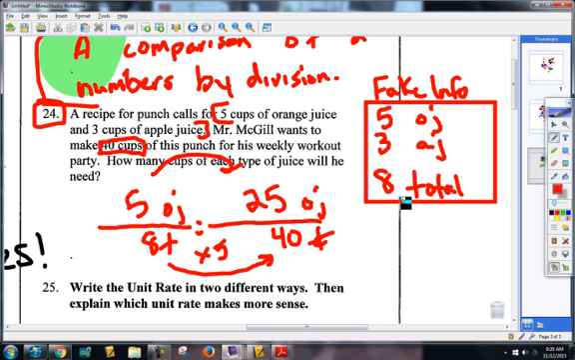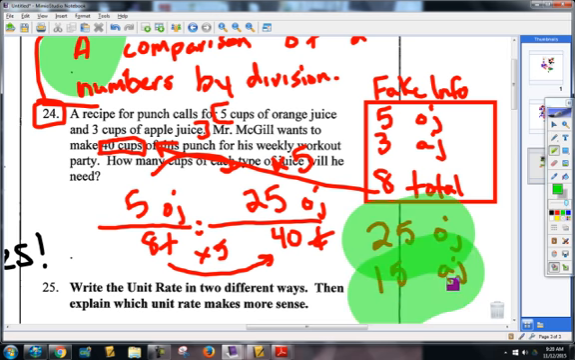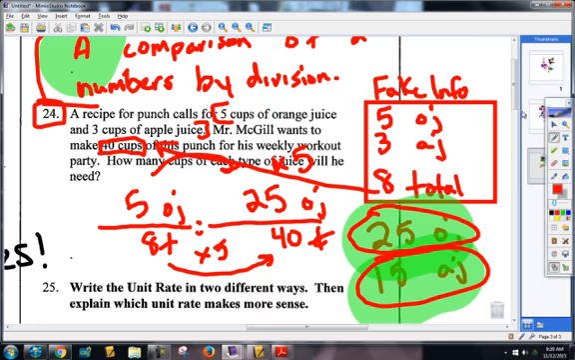That's all it is. If that makes 8 total, and he wants to make times 5 of that, then I know he's going to need 25 cups of orange juice, and he's going to need 15 cups of apple juice. Okay? You had to have both of those. Guys, either you had them or you didn't. I had a proportion on that. Either you had 25 and 15 or you didn't. Okay, that's all I need to know.